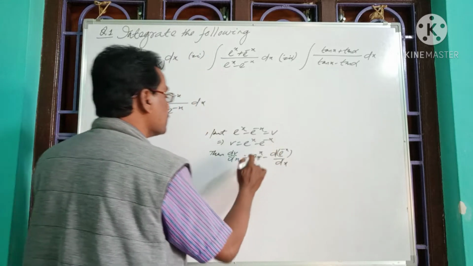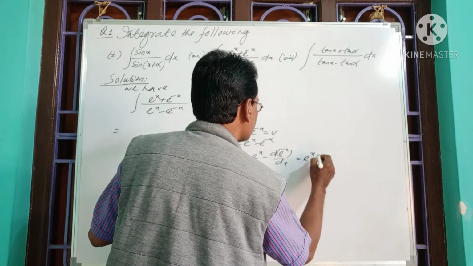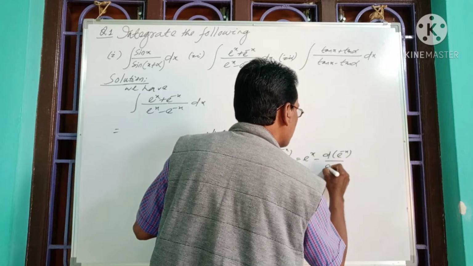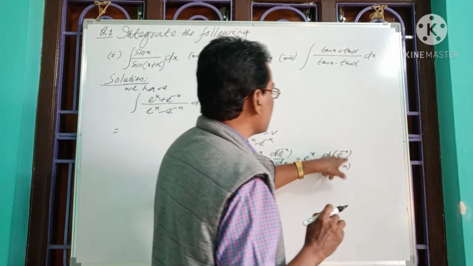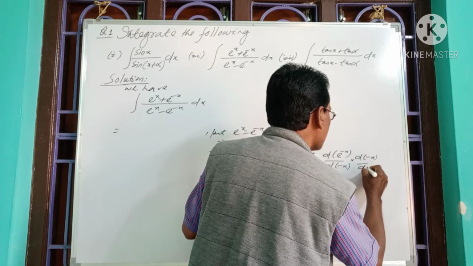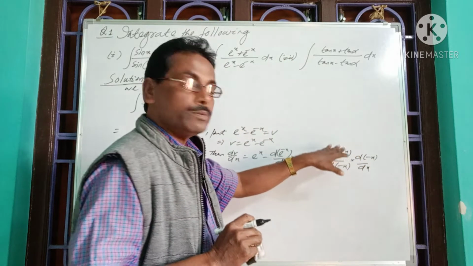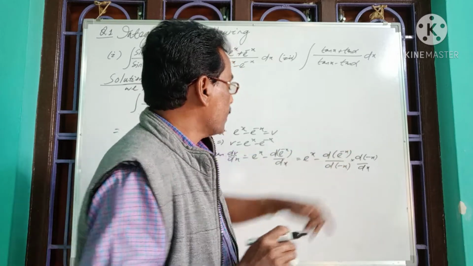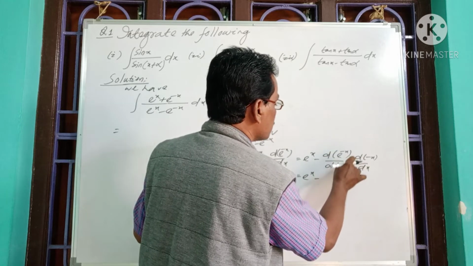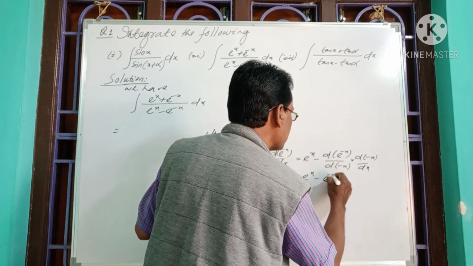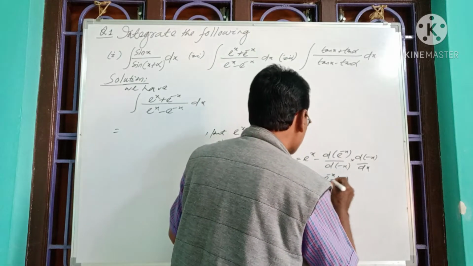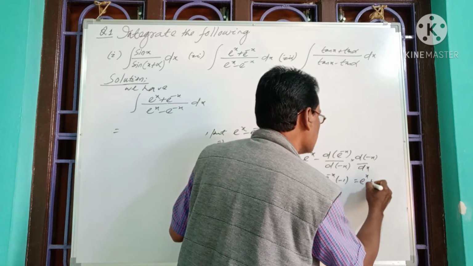So differentiating e^(-x), we have e^x minus, so e^(-x) can be differentiated with respect to minus x, into the derivative of minus x with respect to x. So you see the process of chain rule to differentiate the composite function e^(-x). Again simplifying, we have e^x minus, the derivative of e^(-x) with respect to minus x gives e^(-x). Again the derivative of minus x with respect to x is minus 1. So simplifying, it gives us e^x plus e^(-x).